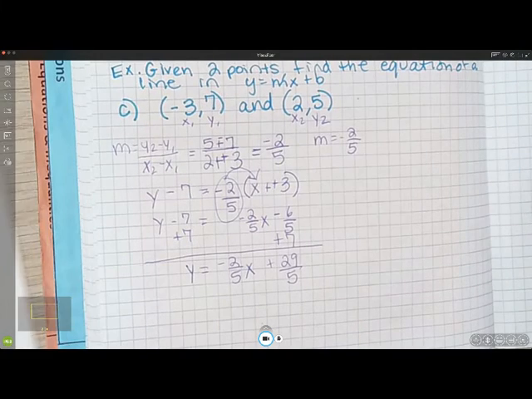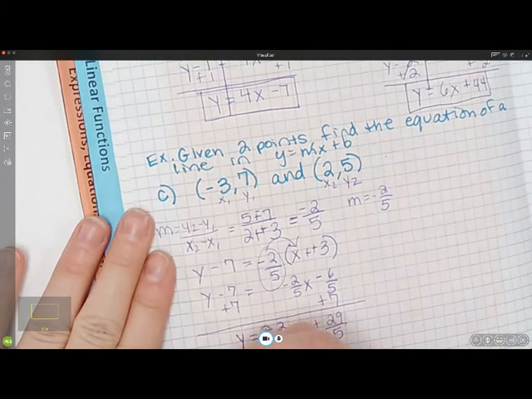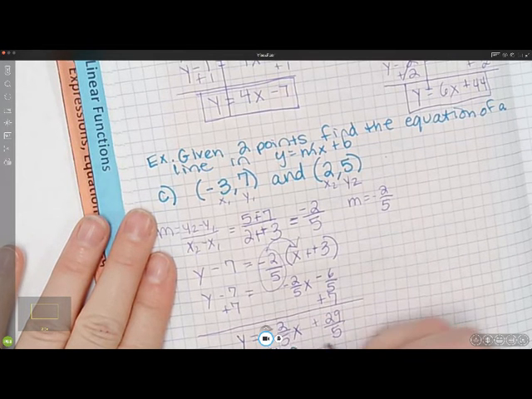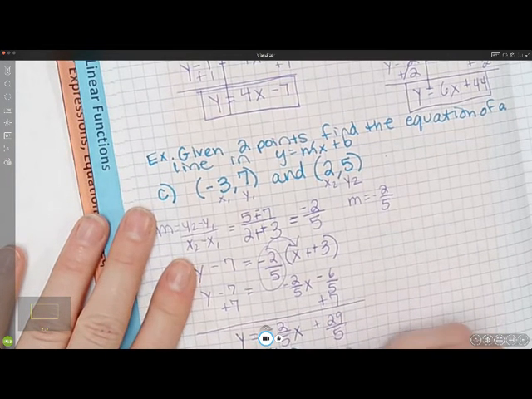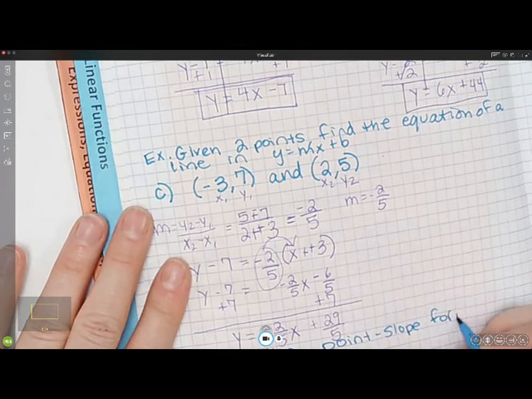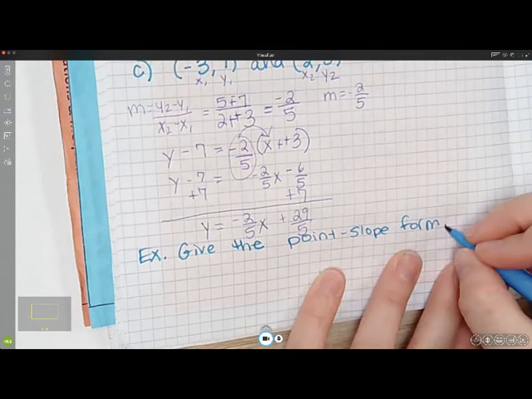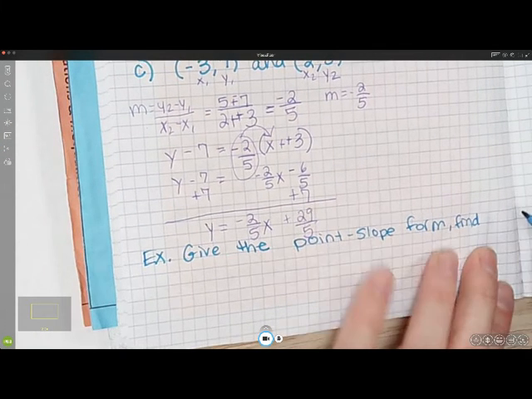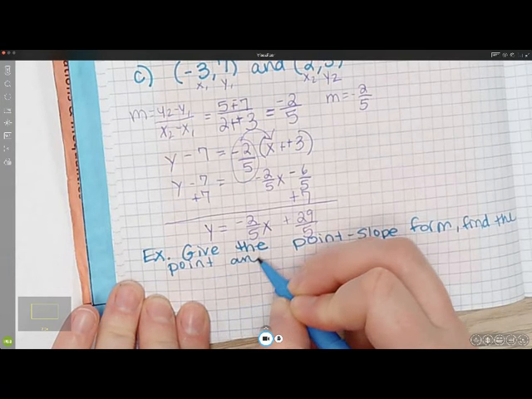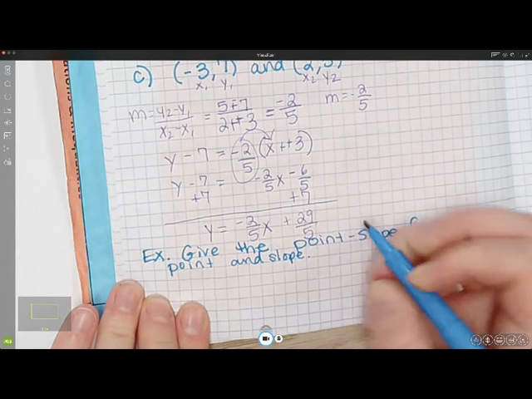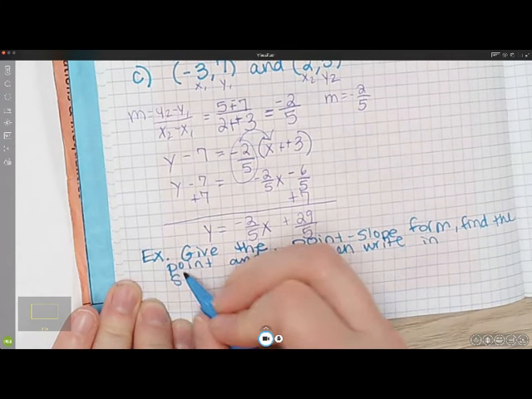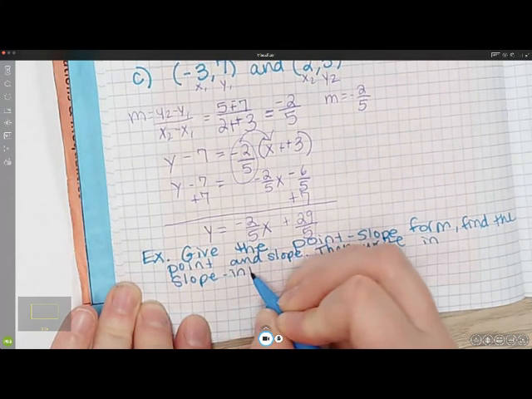Okay, and our last example is: given the point slope form, find the point and slope, then write in slope intercept form.